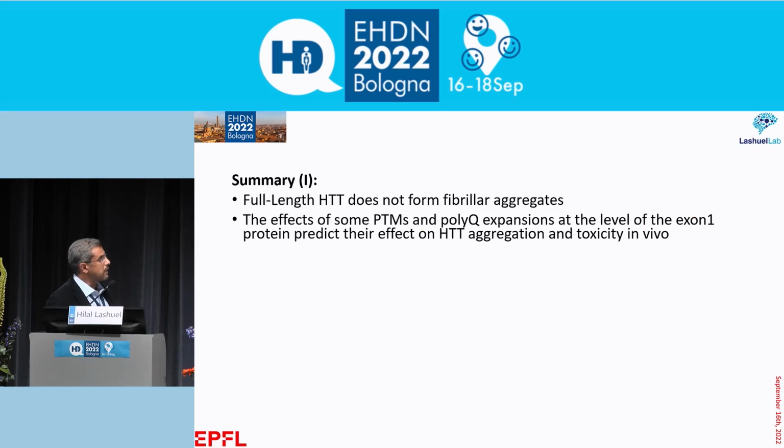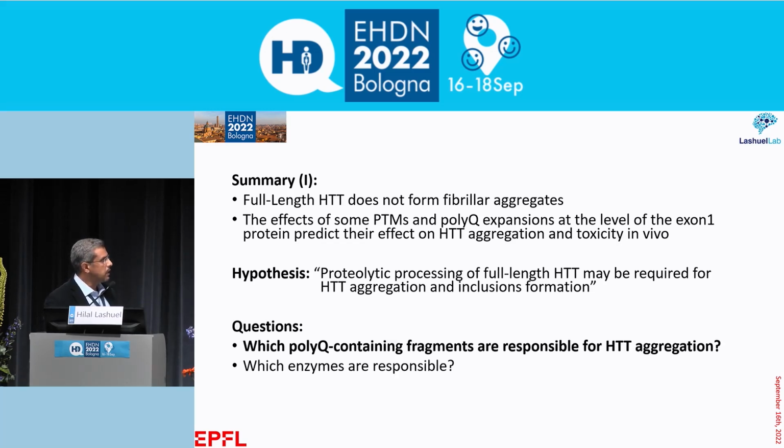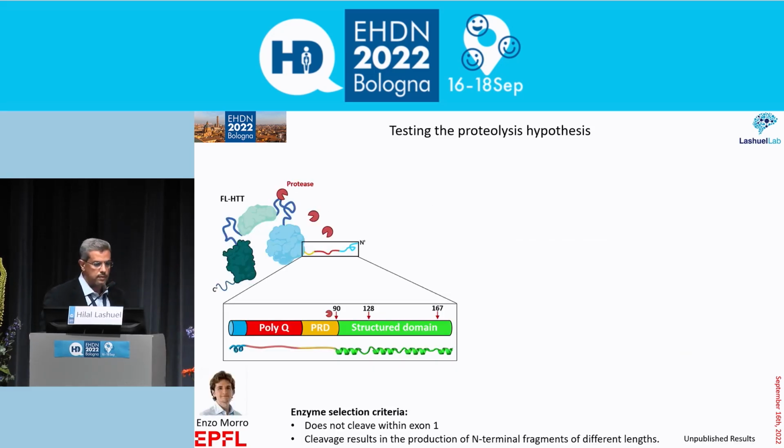And this basically led us to hypothesize the following: that proteolytic processing of full-length Huntingtin may actually be required for Huntingtin aggregation and inclusion formation, and could be a parallel mechanism to the alternative splicing mechanism proposed by Gill Bates and colleagues. And to test this, you need to know, one, what the enzymes are that are responsible, and two, which polyglutamine-containing fragments are responsible if they're generated by proteolysis.